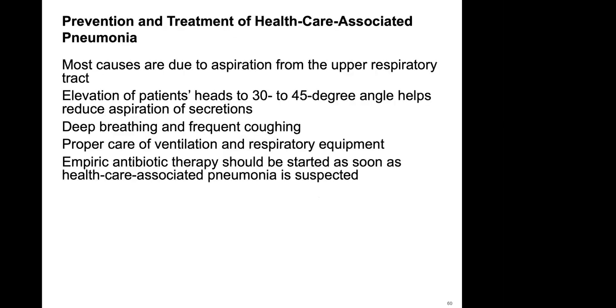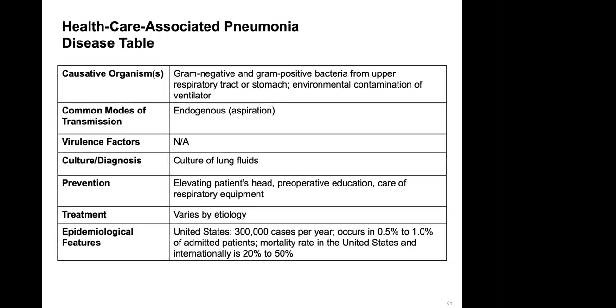Prevention and treatment of healthcare-associated pneumonia. Most causes are due to aspiration from the upper respiratory tract. Elevation of patients' heads to 30 to 45-degree angles helps to reduce aspiration of secretions. Deep breathing and frequent coughing help. Proper care of ventilation and respiratory equipment is important, and empiric antibiotic therapy should be started as soon as healthcare-associated pneumonia is suspected. And here's the table for that.